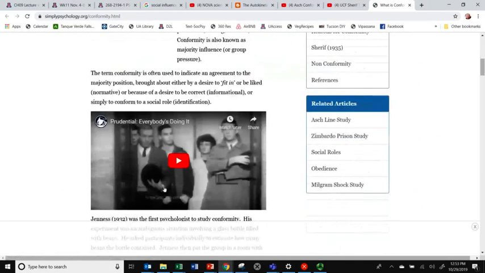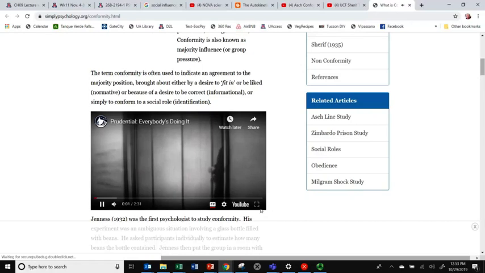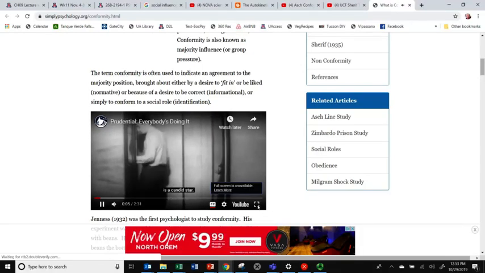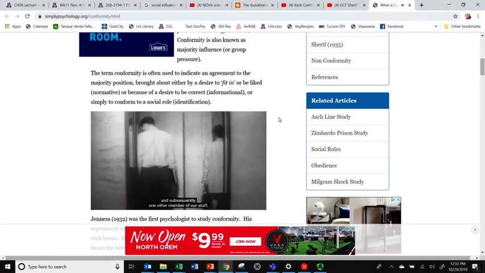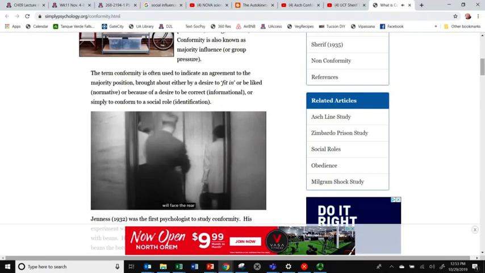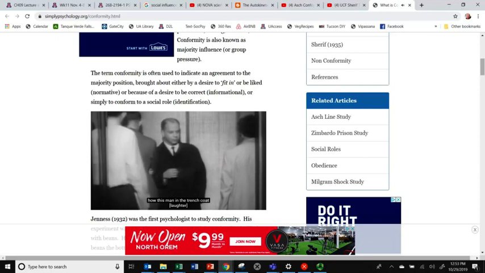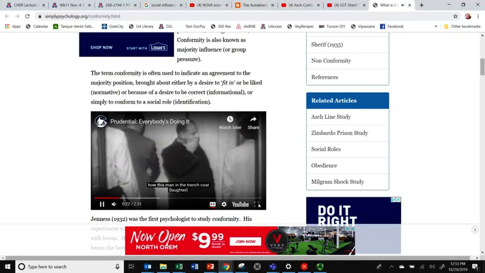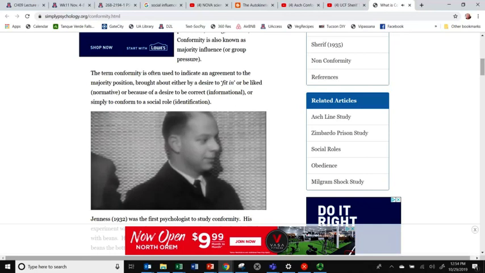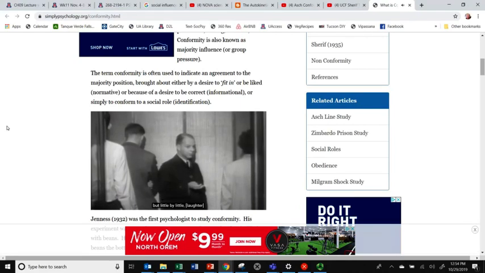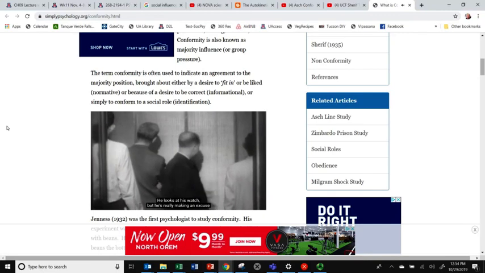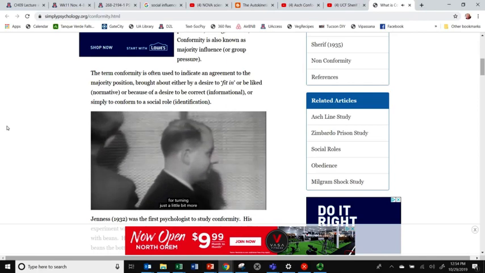You saw a little bit of this in class earlier when we did our study of facial expression and facial feedback. The gentleman in the elevator now embodied it. Is a candid star. These folks who are entering, the man with a white shirt, the lady with a trench coat, and subsequently one other member of our staff will face the rear. And you'll see how this man in the trench coat, little by little, looks at his watch, but he's really making an excuse for turning just a little bit more.